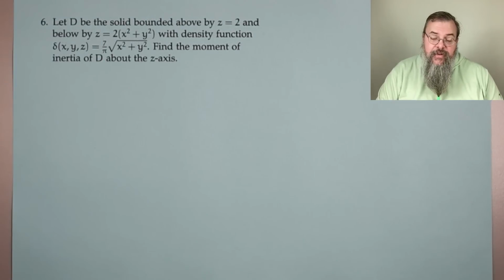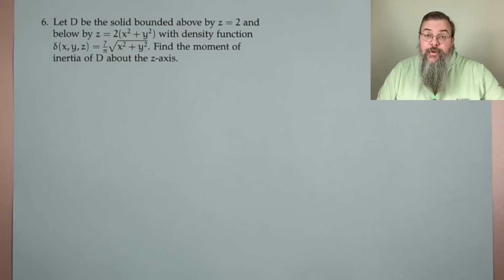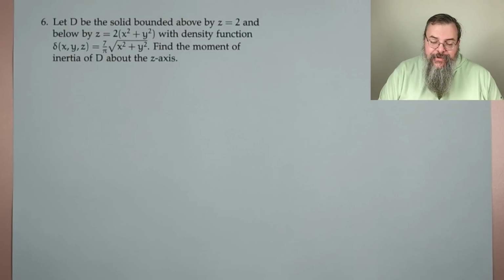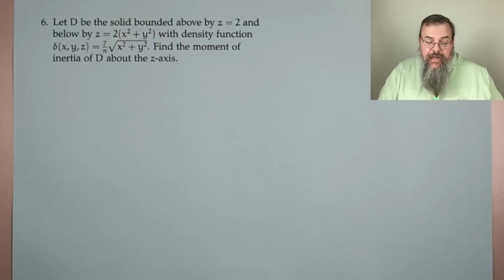Let D be the solid bounded above by z equals 2 and below by z equals 2 times x squared plus y squared, with the density function delta of x, y, z equal to 7 over pi times the square root of x squared plus y squared. Find the moment of inertia of D, your solid, about the z-axis.